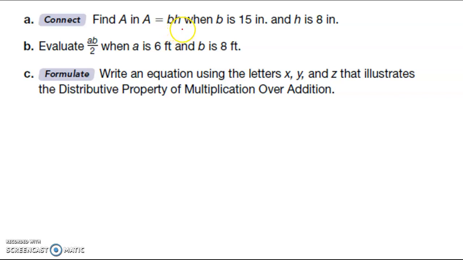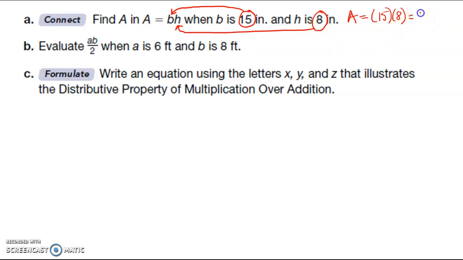Okay, so in our practice set, we are going to be working with some formulas, and let's just get after it. It says find A, and A is equal to B times H, when B is 15 and H is 8. So what we're going to do is plug these numbers into the formula where we see the letters. So I have A is equal to 15 times 8, which is 120.